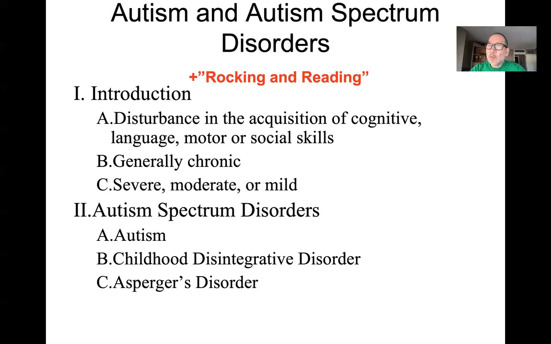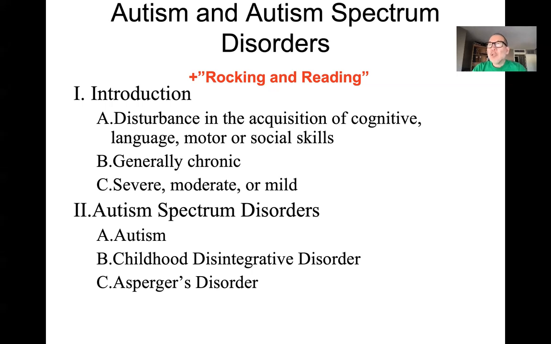But these disorders have been collapsed into autism spectrum disorder with the idea that it's understood that people vary on this continuum. They're still given the diagnosis, but the level of functioning is described as either mild, moderate, or severe, as opposed to using the separate diagnoses autism, childhood disintegrative disorder, and Asperger's disorder.